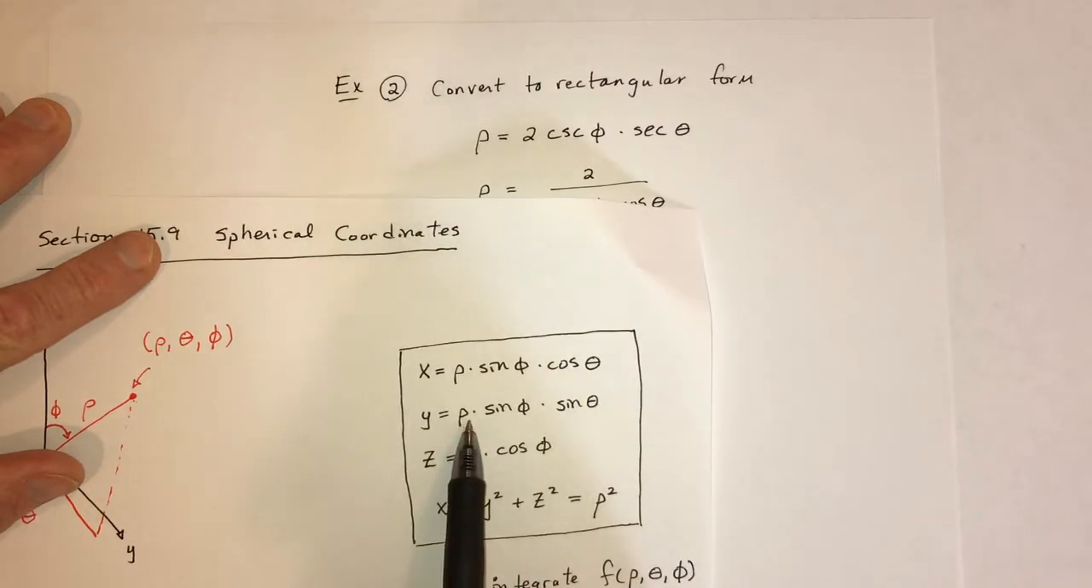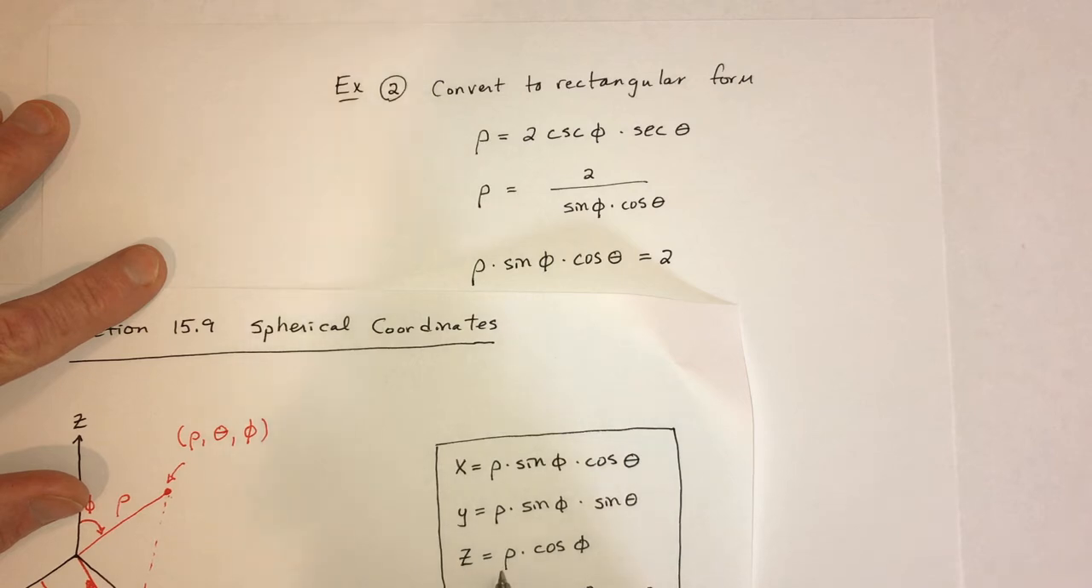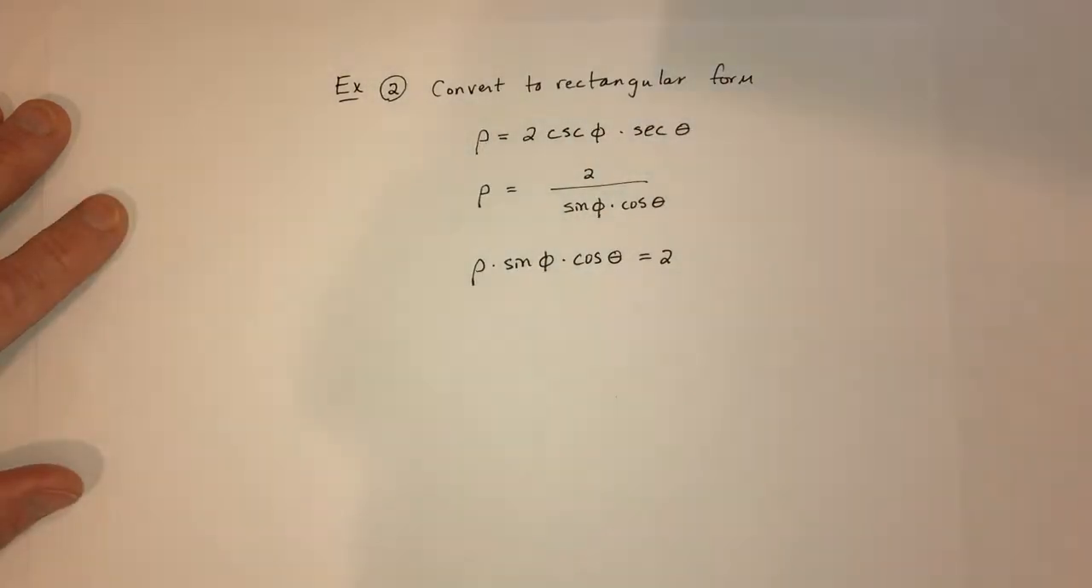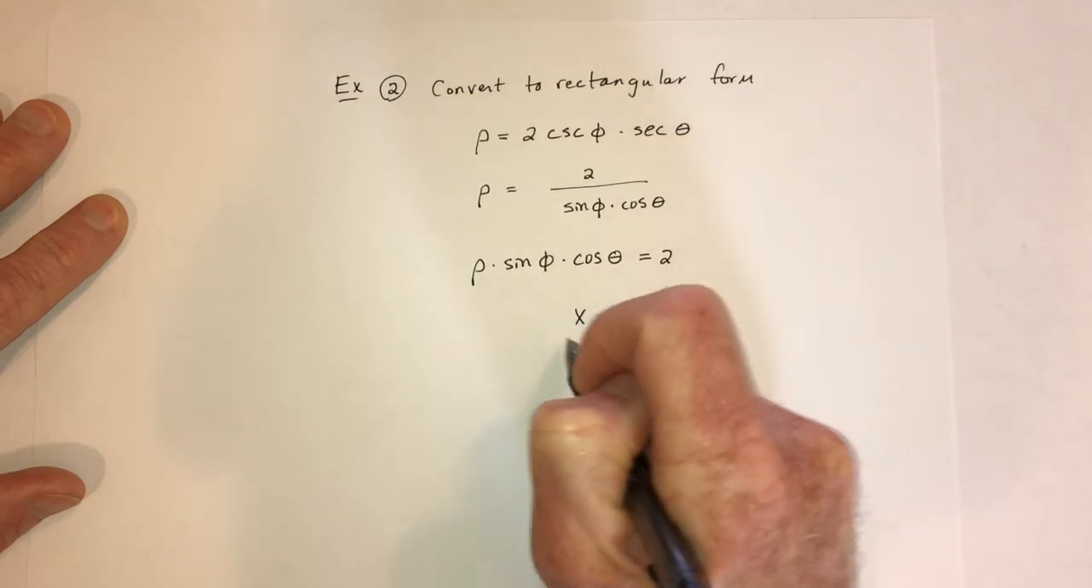That's this one right here. So it has the rho, the sine of phi, and the cosine of theta. So that means it's x. And so it turns out that it's just x equals 2.